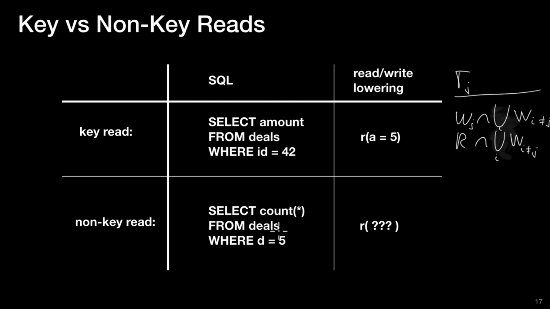But this is not enough for situations where you have a non-key read. So think about this situation. You have a select count star from deals where D equals 5. So you select rows based on a certain condition. So each and every row where D equals 5. And then you count the number of rows. This is not returning a single cell from the table. This is an aggregation that's being computed. So a function on the number of rows in the database table.